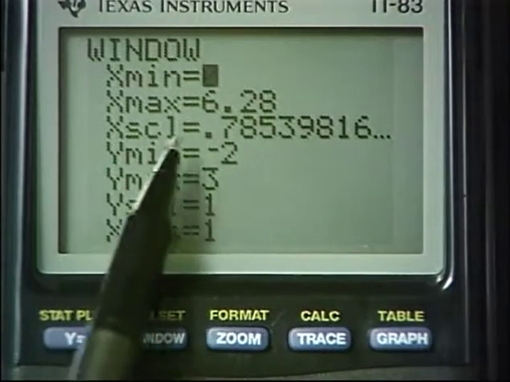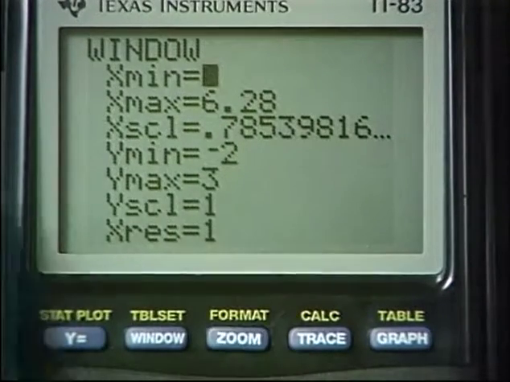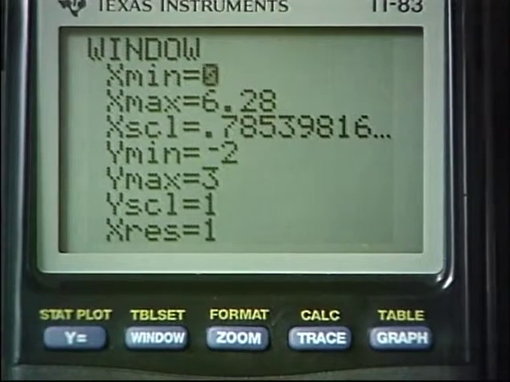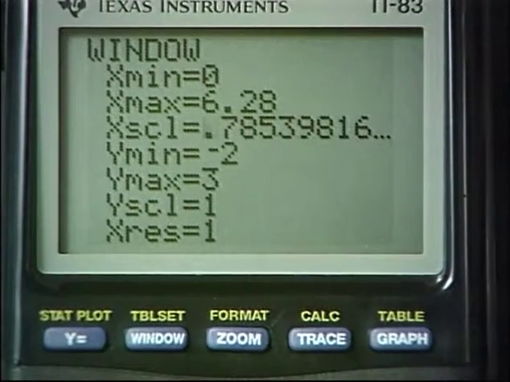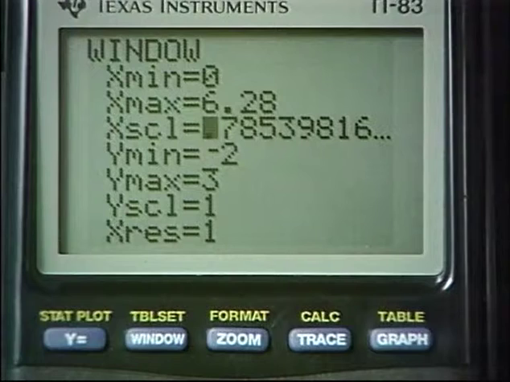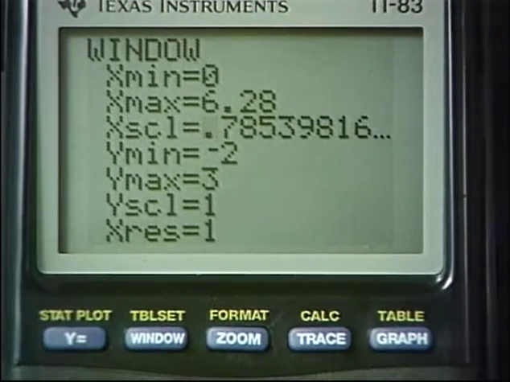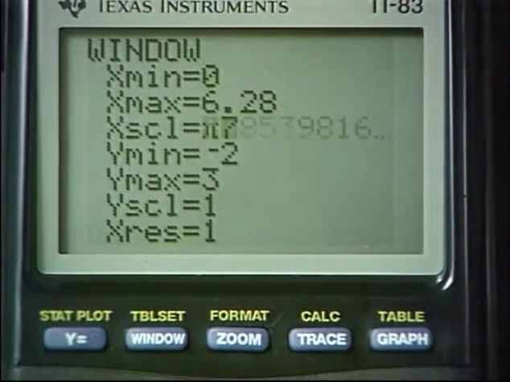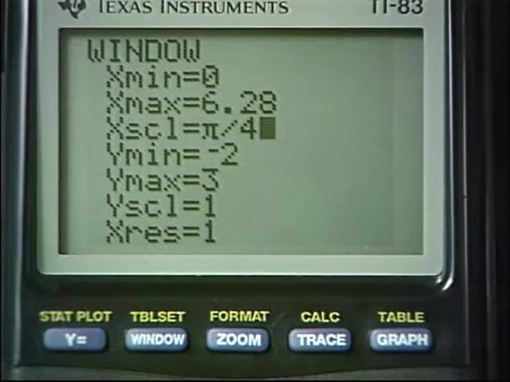And for the x scale, I have set this decimal. And the way I set this decimal was like this. I'll just go through it again here. I wanted pi over 4. I want tick marks at pi over 4 so I can see those particular distances that are important in our problem. So I can make this scale setting like this, as pi divided by 4. And then the calculator will automatically calculate the decimal equivalent.